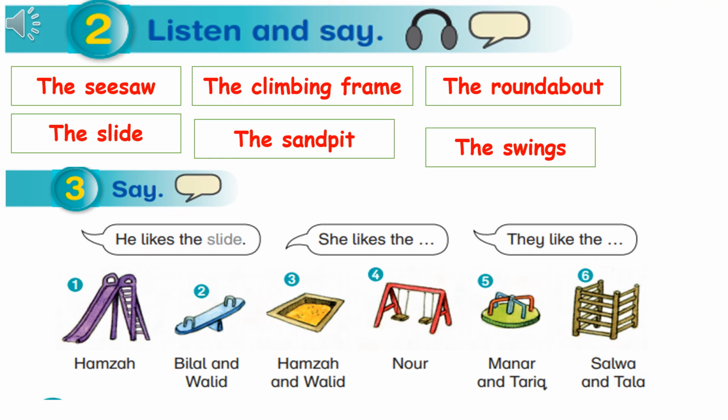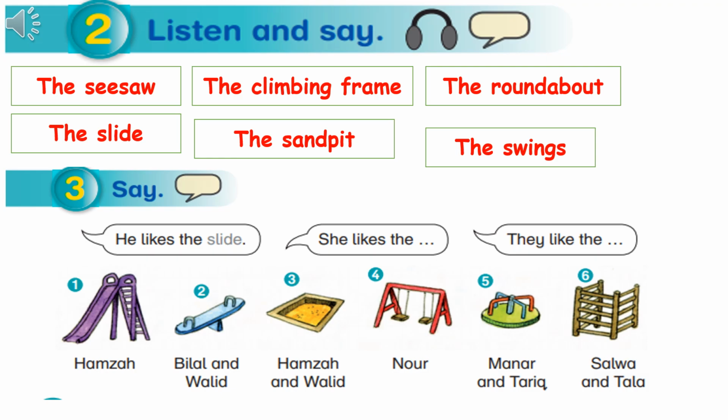Track 15, Unit 11, Period 1, Activity 2. Listen and say. The seesaw. The climbing frame. The roundabout. The slide. The sandpit. The swings.